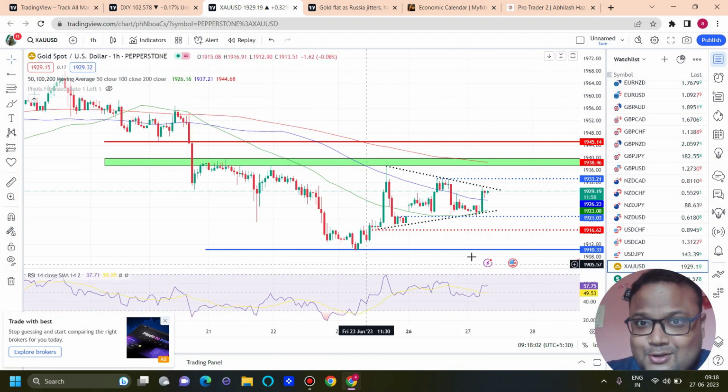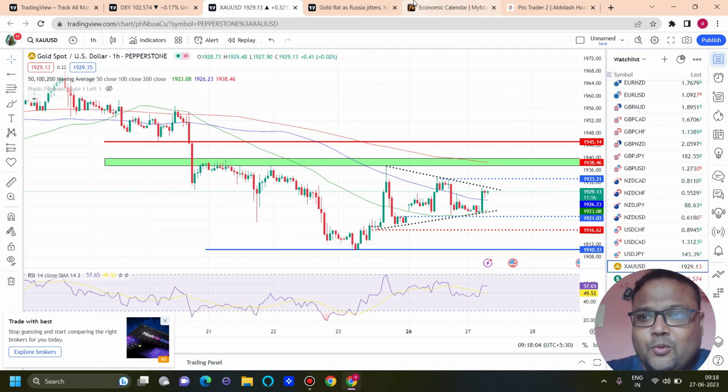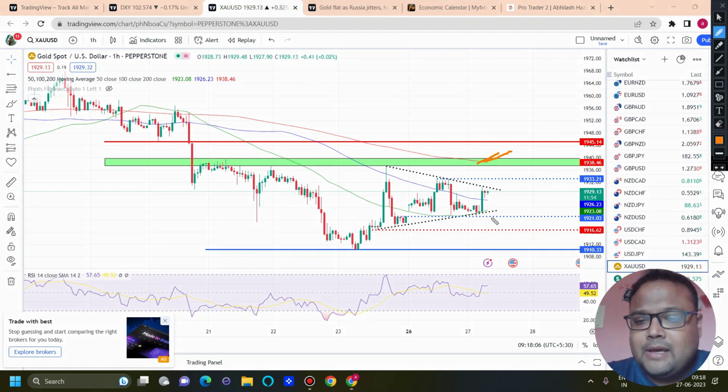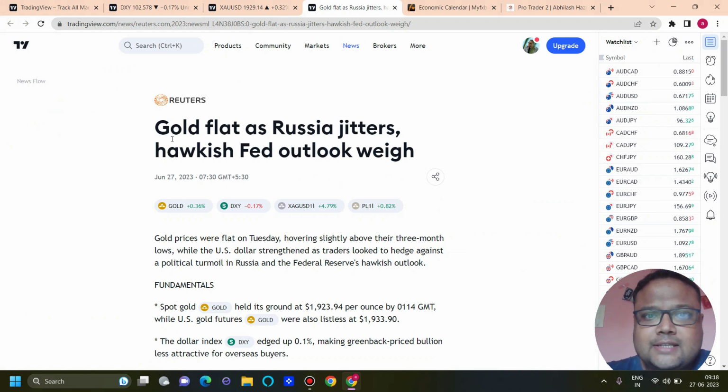So this is the range of gold right now. We have 1940 at the top and then we have 1910 at the bottom. This is the range of gold right now. You can see gold flat as Russia jitters and a hawkish Fed outlook weigh.